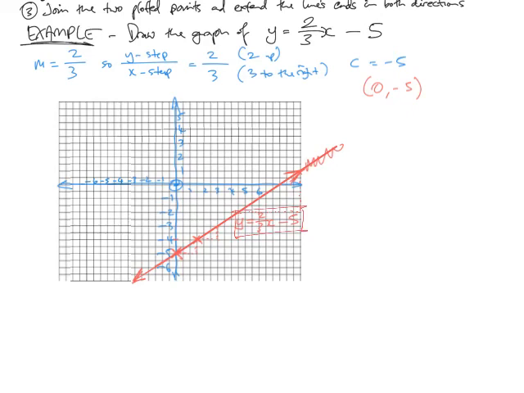So hopefully that helps you out. We've covered the gradient intercept form of a line, and how to work out how to draw it based on m and c alone. Pretty simple, should be revision.